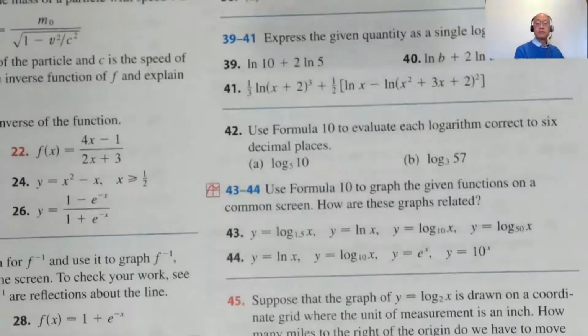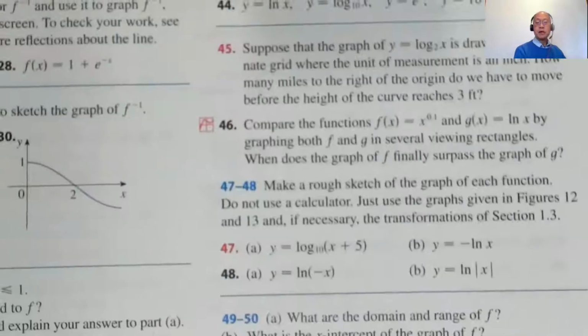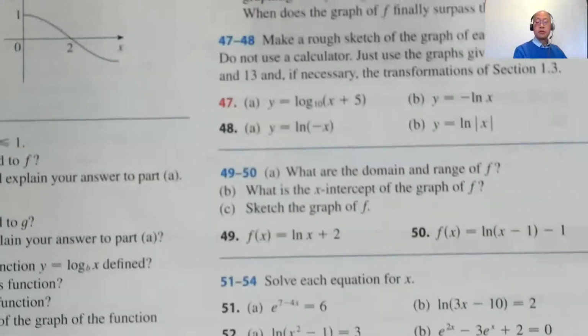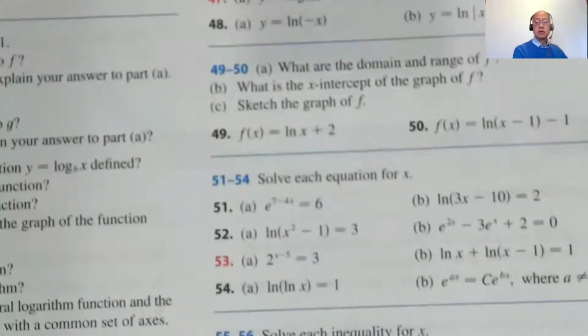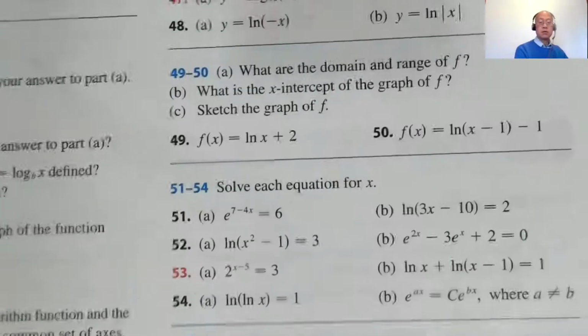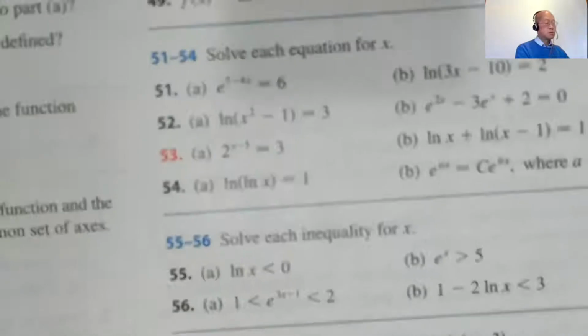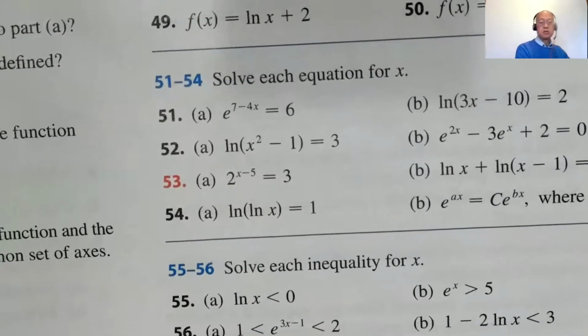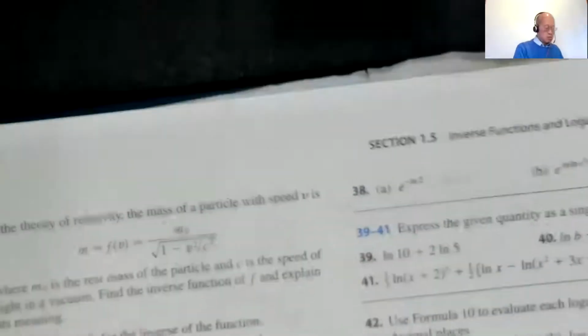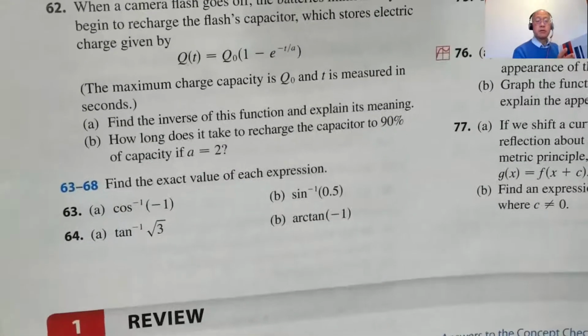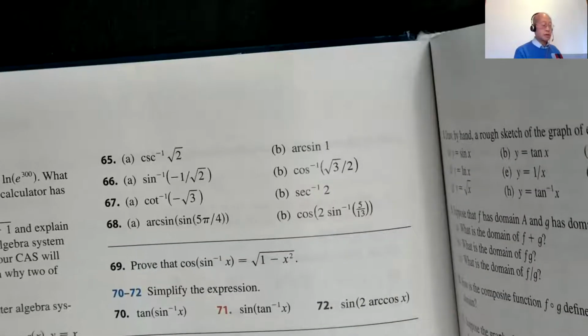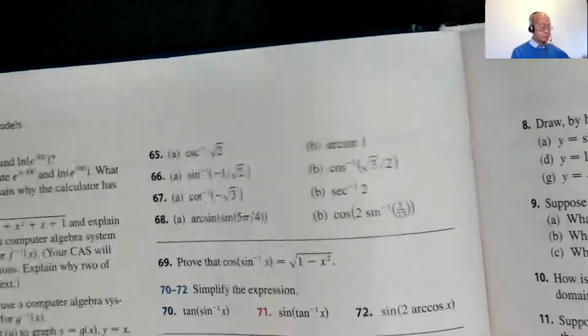Some work with logs. Rough sketch of the function. Solving equations. Problems at the end, 63, 64, and up to 72, I think, was the last one. Okay.